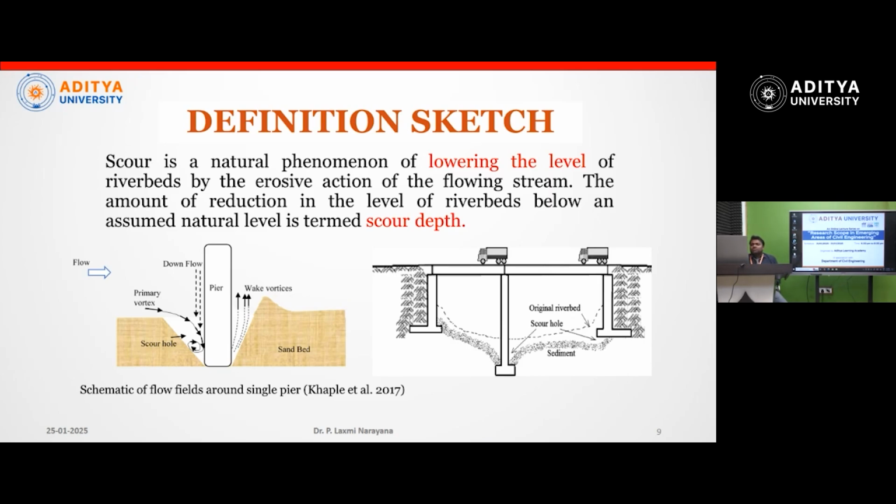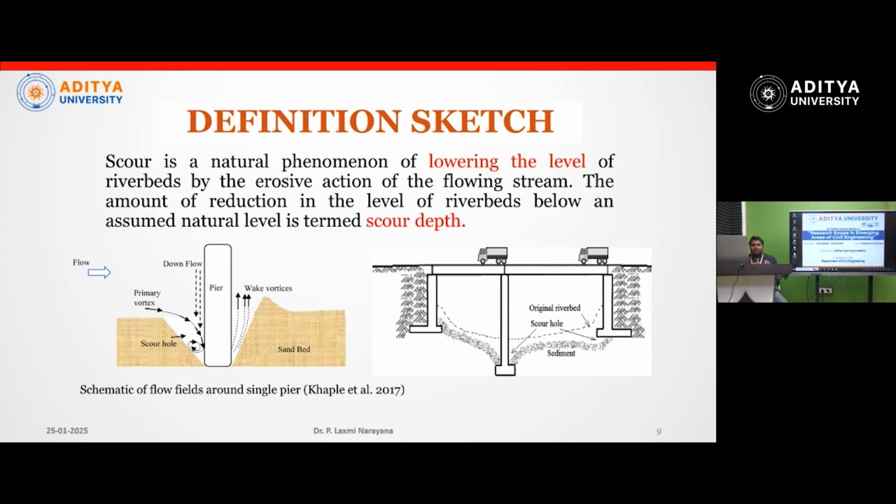Simple. If you see the definition, scour is a natural phenomenon, of course. It is the lowering of the level of the riverbed by erosion action of the flowing stream. How much the bed has been lowered, from the original level to the present level, that difference is nothing but the scour depth. So the left side image shows the flow physics, what exactly happens when local scour occurs.